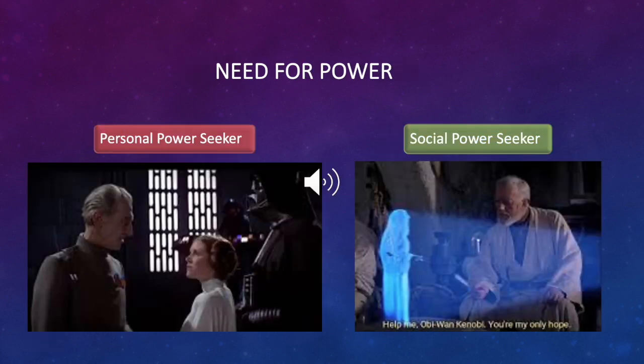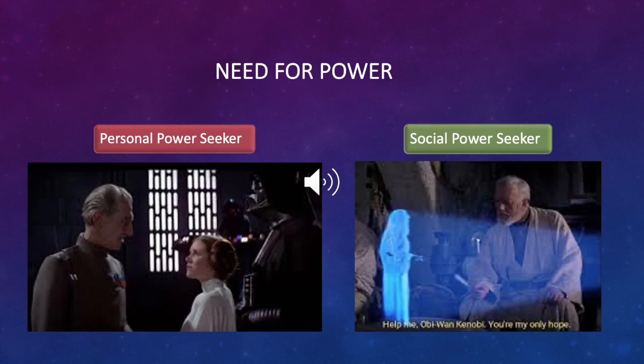The third and final need, for power, can be defined as someone who wants to control and influence others. There are 2 sides to this need for power: personal power seeker and social power seeker. A personal power seeker would be someone who wants to control others in order to dominate them, and they want others to do what they say even if it's something wrong.